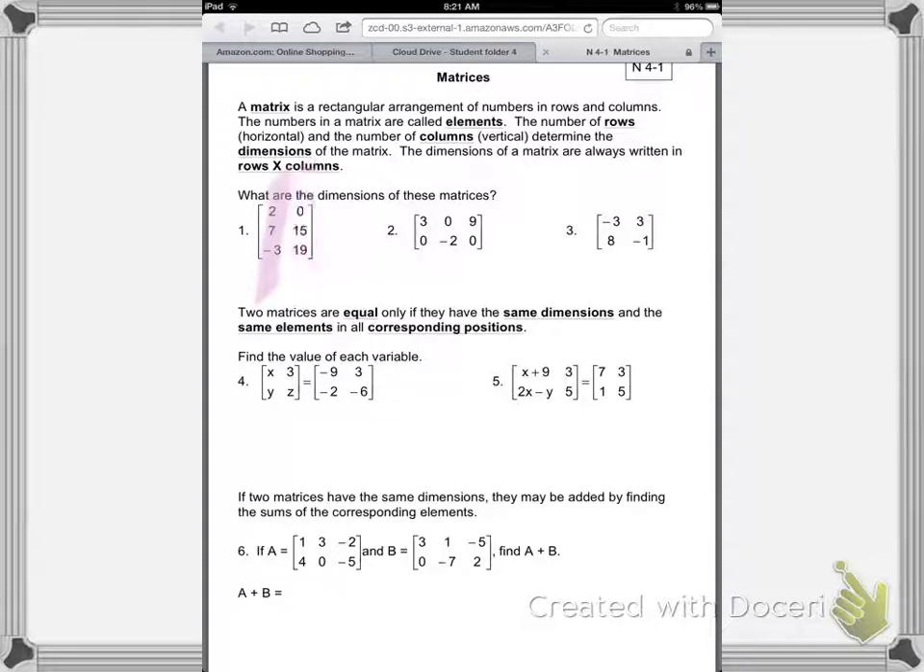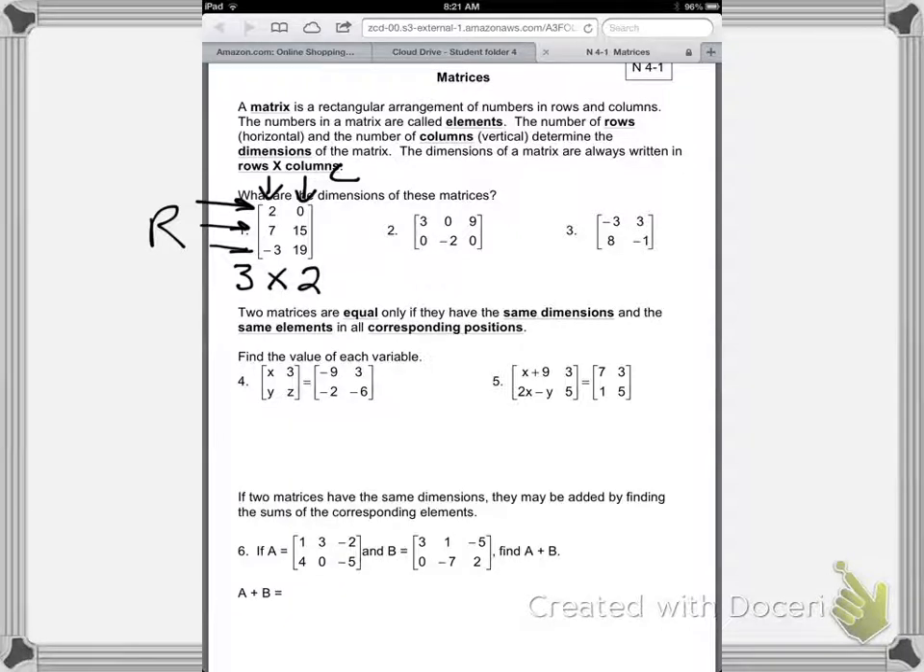I always tell students I think of R.C. Cola, which many of you may not even know what that is, but that's how I think of what size the matrix is. So this one, if we're looking at dimensions, has 3 rows and 2 columns. These are rows, and these are your columns. So the dimensions of this matrix are 3 by 2.